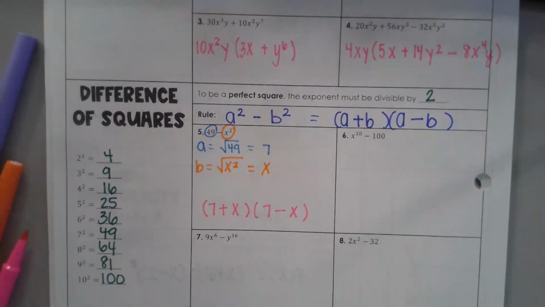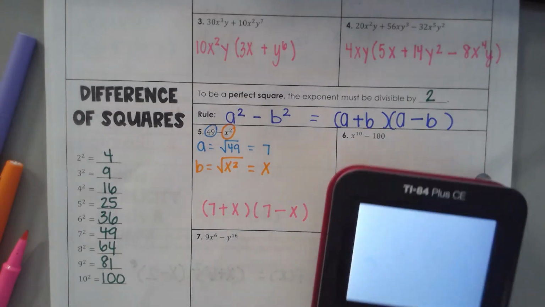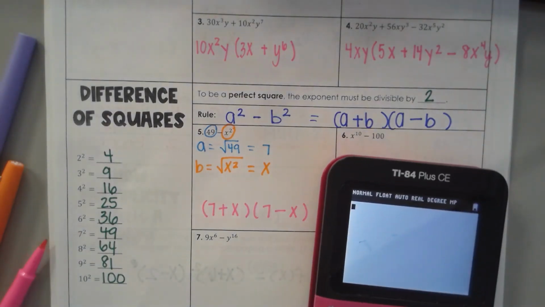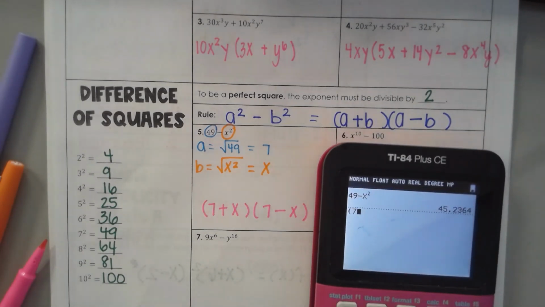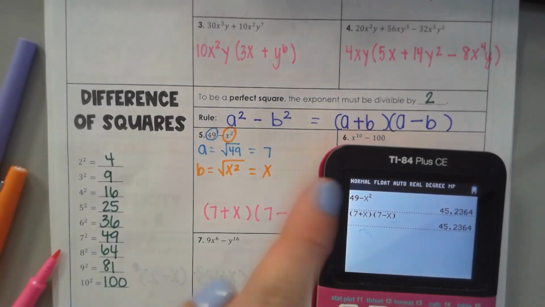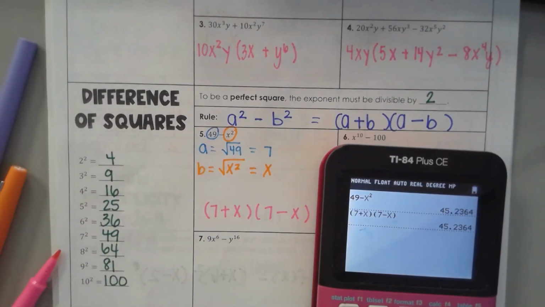So if I wanted to check my work, if I do 49 minus x squared, I get that number. 7 plus x, 7 minus x. Yep, those are the same thing, just different ways of writing. It's like a dollar bill versus 4 quarters. Same value, just a little different.